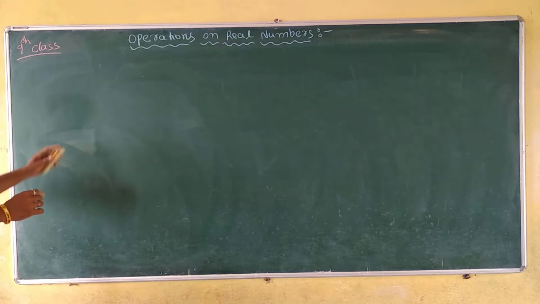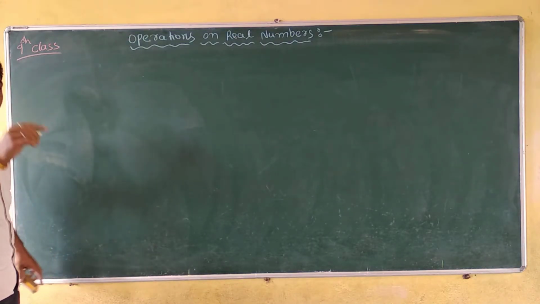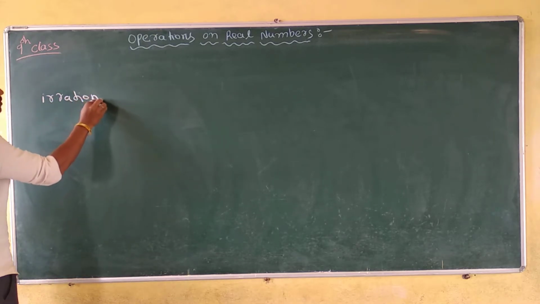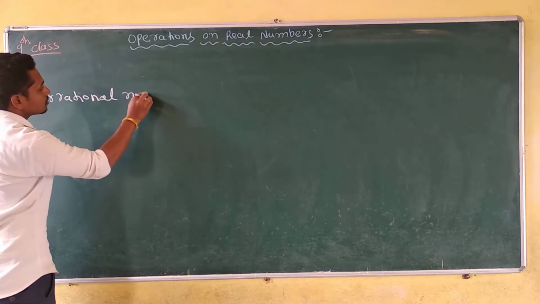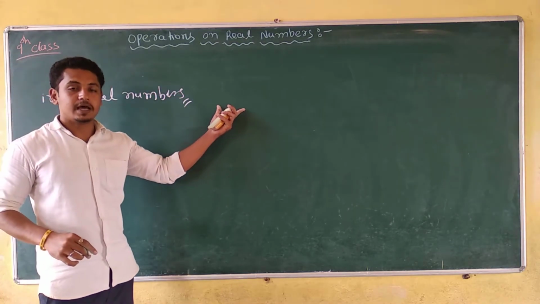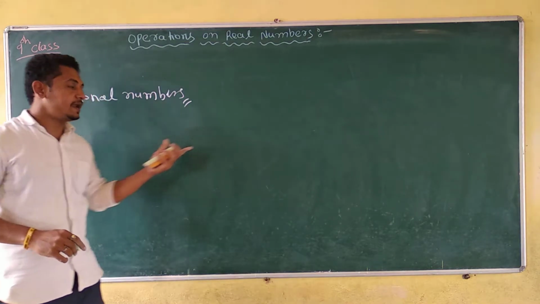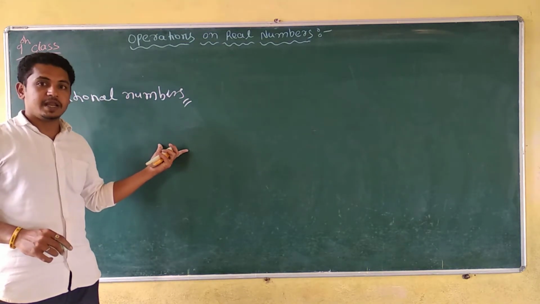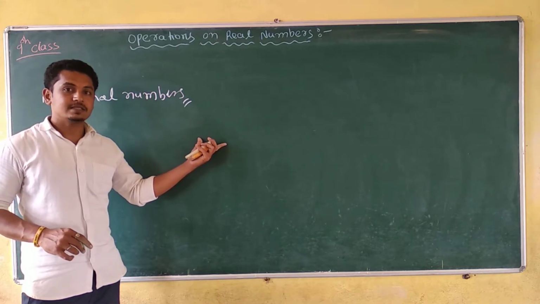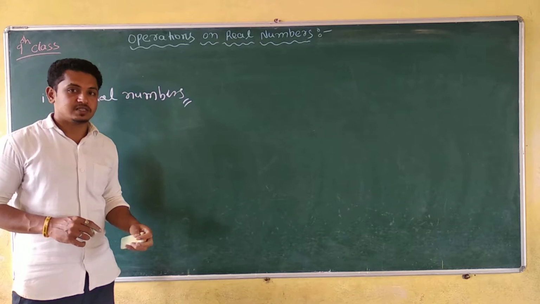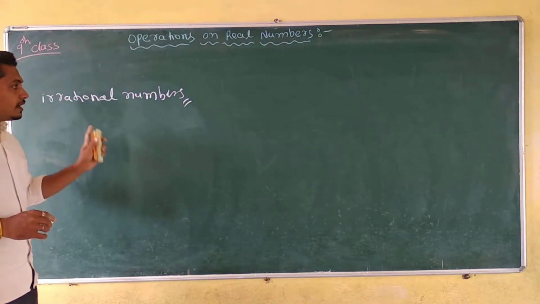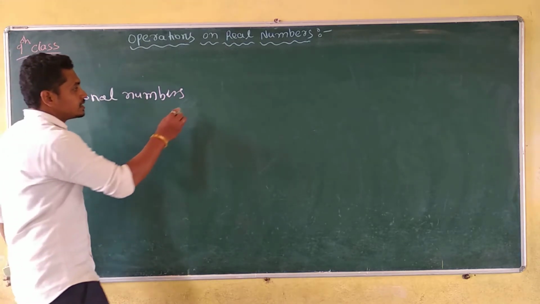But in the case of irrational numbers, first we have to see here. Irrational numbers have a non-terminating, non-repeating decimal expansion, and rational numbers have a non-terminating repeating decimal expansion as well as a terminating decimal expansion.